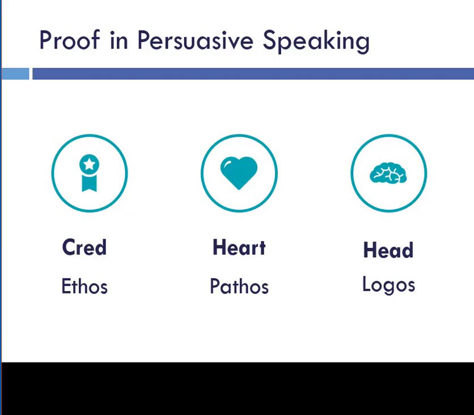So the 3 main ingredients of persuasion are cred, heart, and head. So more traditionally referred to as ethos, pathos, and logos. Ethos is the nature or the credibility of the communicator. The really important part of this concept is that the audience determines a speaker's ethos. Ethos is not something that the speaker has, but something that the audience perceives.